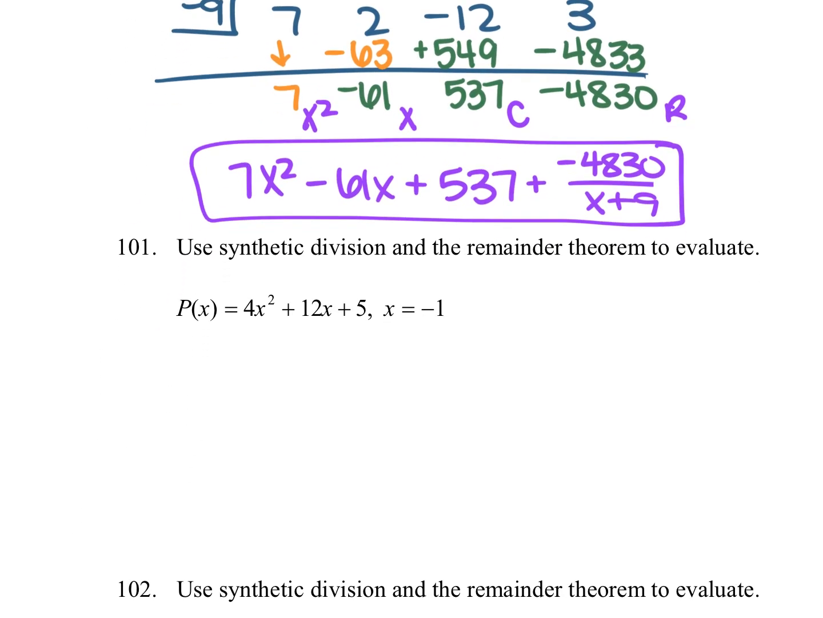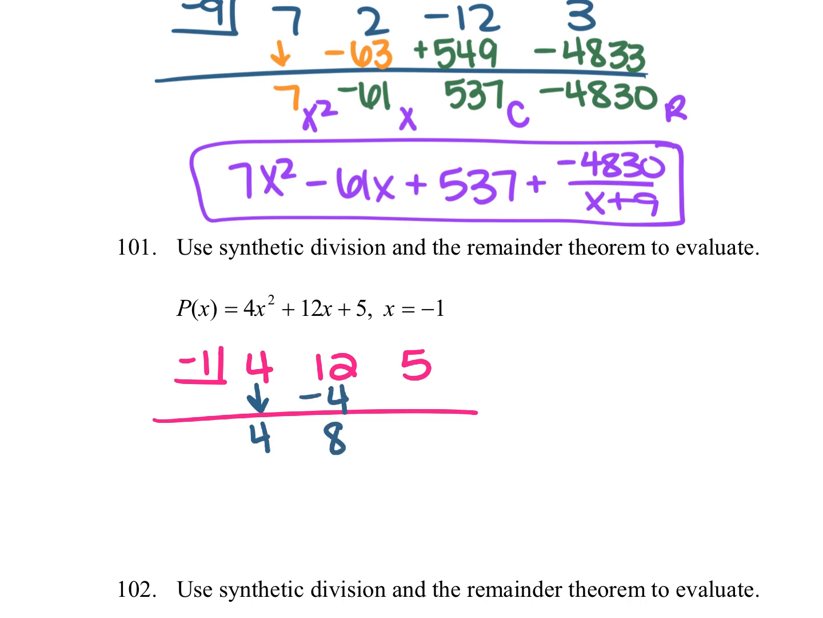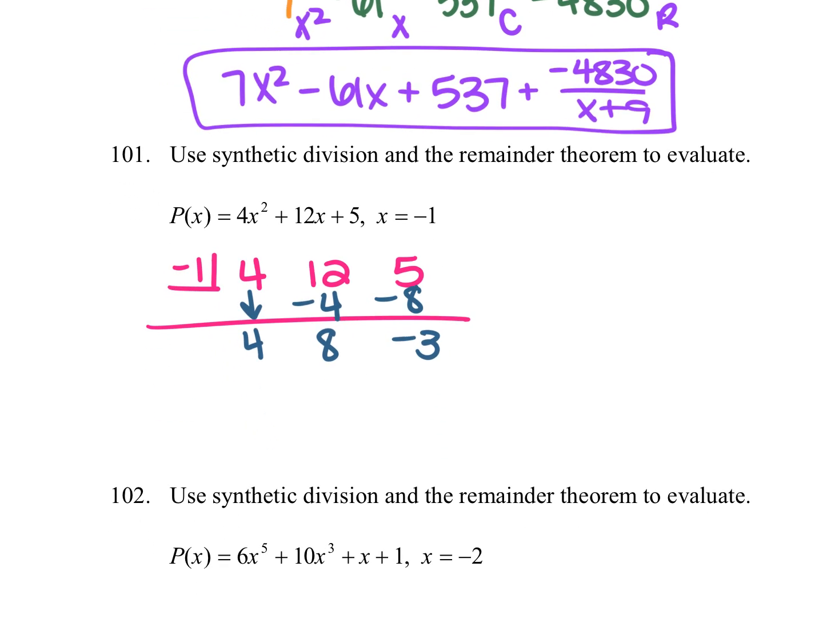For 101, it tells you to use synthetic division and the remainder theorem to evaluate. You're finding P of negative 1 really, is equal to 4x squared plus 12x plus 5. So the negative 1 is going to go on the outside. On the inside, you have 4, 12, and 5. Whatever your remainder is, that's your answer. 4 drops down. 4 times negative 1 is negative 4. Plus 12 is 8. 8 times negative 1 is negative 8. Plus 5 is negative 3. The remainder is your answer here. So P of negative 1 is equal to negative 3.